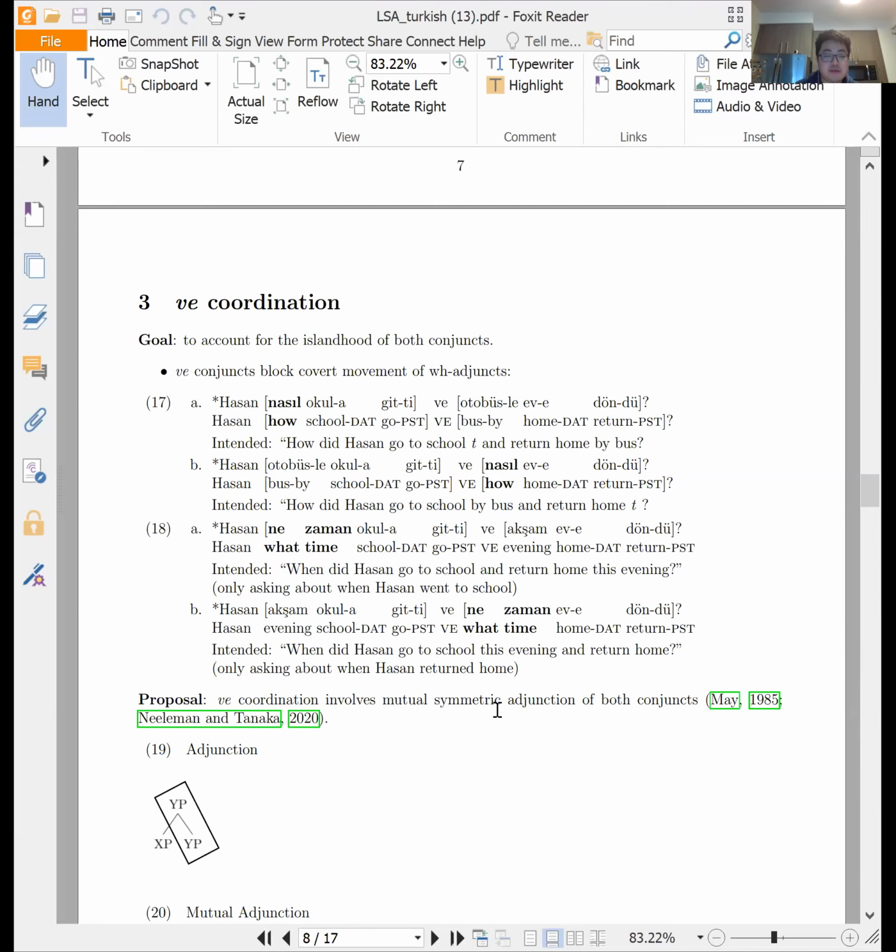Now let's turn to section 3, Vape coordination. The goal of this section is to account for the islandhood of both conjuncts in Vape coordination, which is shown again here in 17 and 18. Again, the in situ adjuncts Nazil and Nizaman cannot take matrix scope if they are inside either one of the Vape conjuncts.